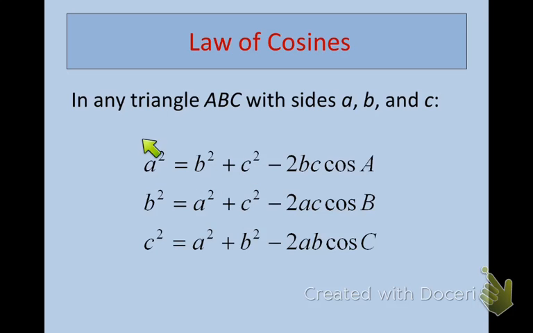It doesn't matter which side you put by itself, as long as after the Pythagorean theorem part you put minus 2 times the product of the two sides that are added together times the cosine of the angle that's opposite the lone side. And again, it could be any of these ones. You just need to look at your situation and see what works best for you.